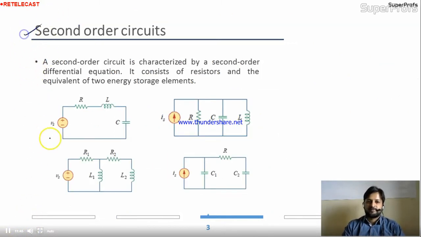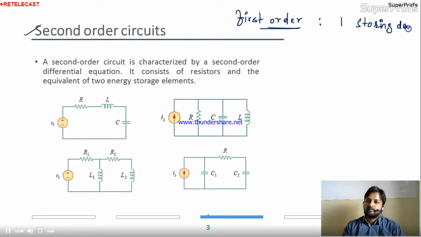The second order circuit. What second order implies? We have seen the first order circuit, right? In the first order circuit, if you observe carefully, we are having only one storing device, like capacitor or inductors. So in the circuit, if you are having a single storing device, it will surely be a first order circuit. But if you are having two different energy storing devices, then the circuit will be second order.